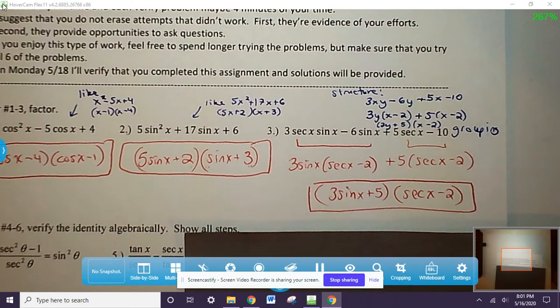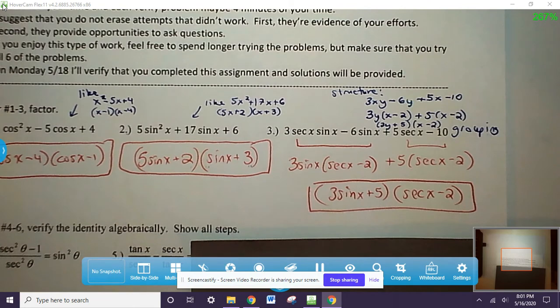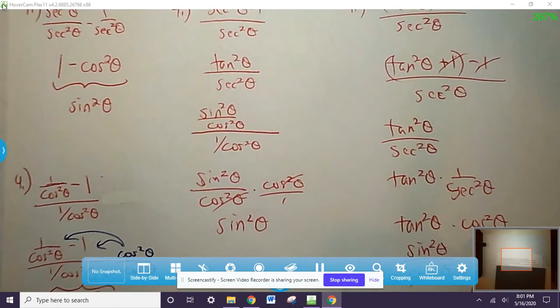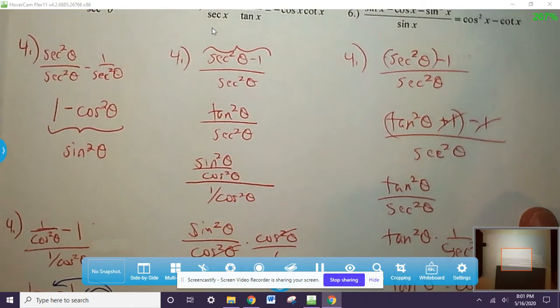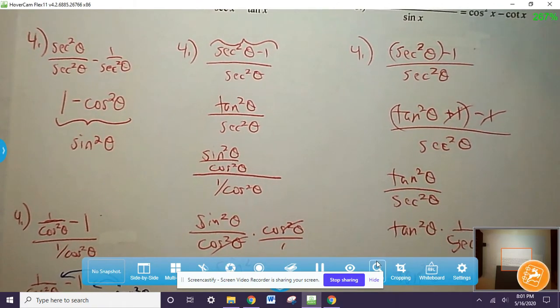Okay, let's make our way down to verify algebraically. What I have for you here are 4 different ways to do this. So let's see what we can see at one time. Let me zoom out a little bit, and you'll be able to see a little bit more.